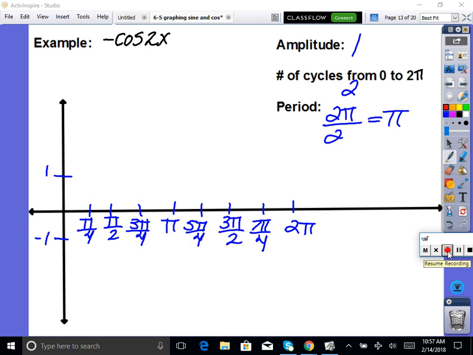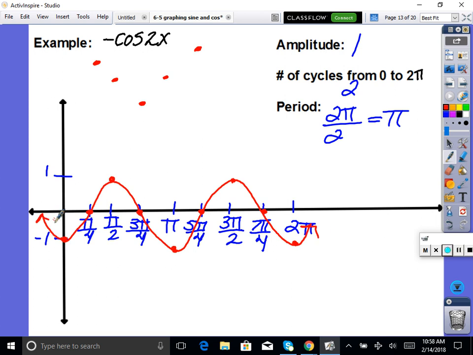So this is what your x-axis should look like. Because it's negative cosine, you would say usually cosine is max, 0, min, 0, max. But now we've got to go backwards. So it'll be instead min, 0, max, 0, min. Do you see how it's just backwards? Min, 0, max, 0, min. Well, that's what it does.